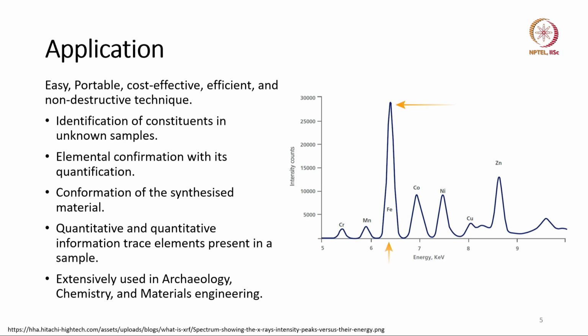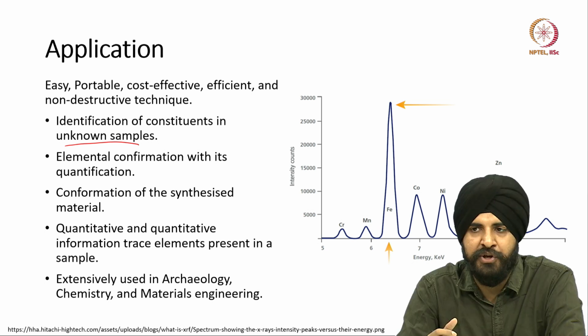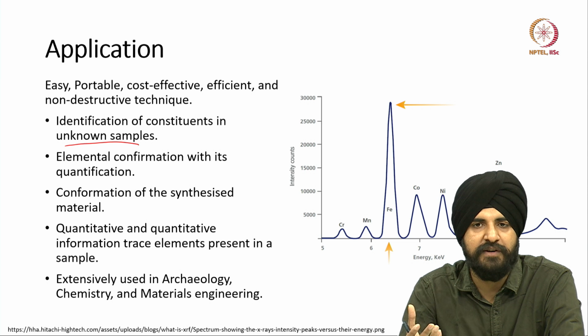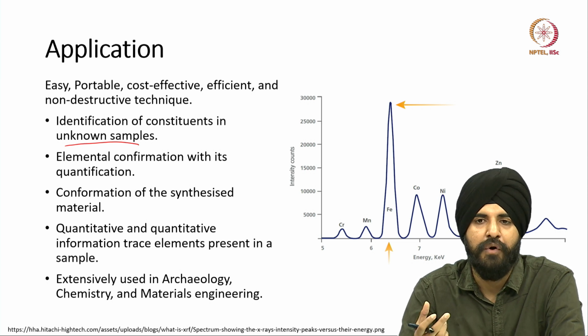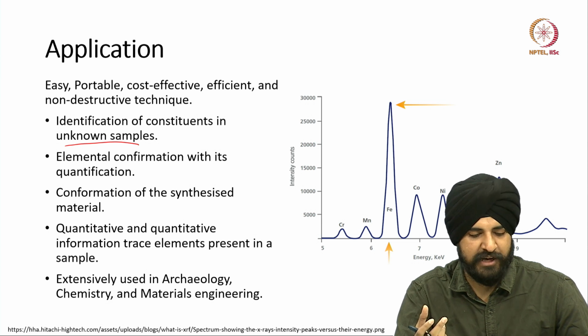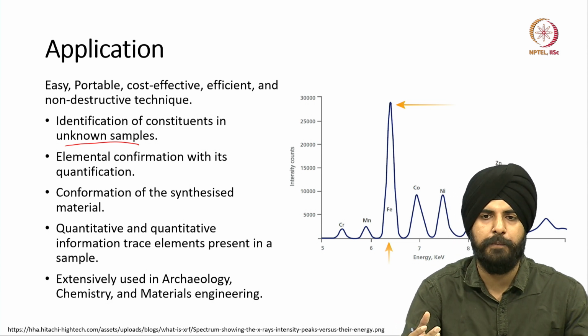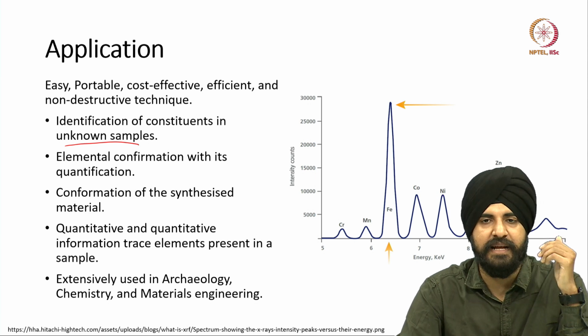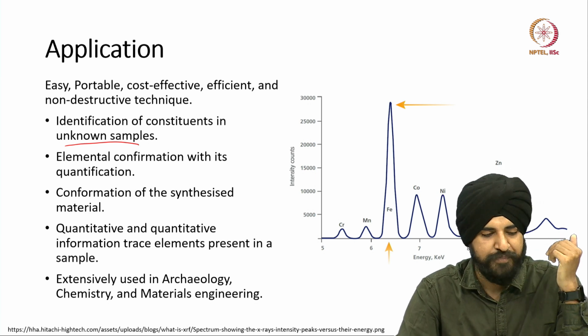The very first application is the identification of unknown constituents in a sample. Let us take an example. Suppose you are an archaeologist and you get a sample from a source. You have a soil sample and you want to identify what elements are there in that sample. What you will do is run it through XRF spectroscopy, and the XRF will help us identify what elements are present in that particular sample.